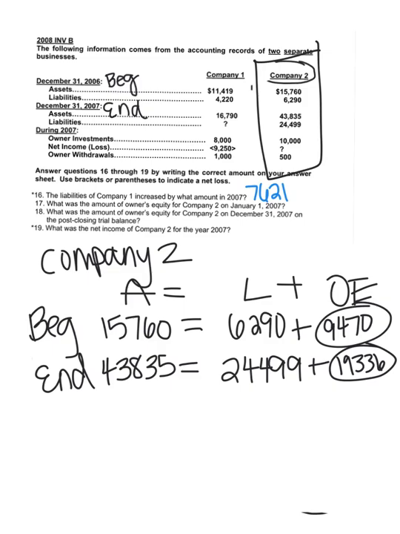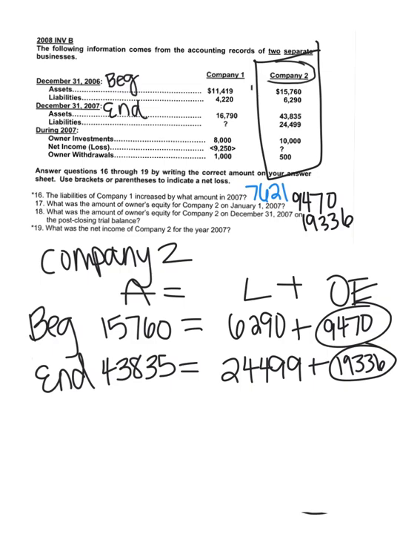So the three questions we need to figure out is what was the owner's equity on January 1st, which would be beginning. So we just found that. Beginning owner's equity was $9,470. All right, then what was the amount of owner's equity on December 31st, 2007? So that would be ending owner's equity, which we also have as $19,336.